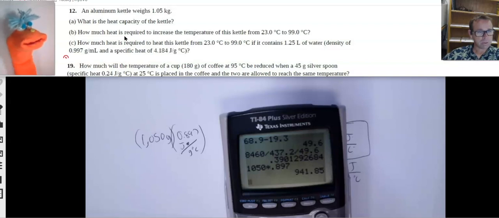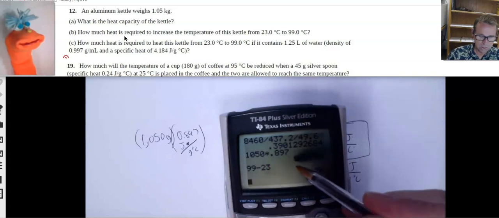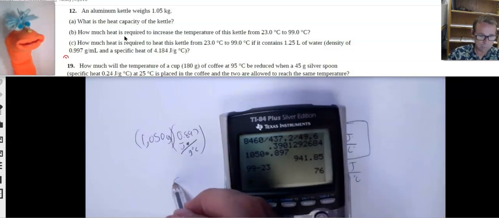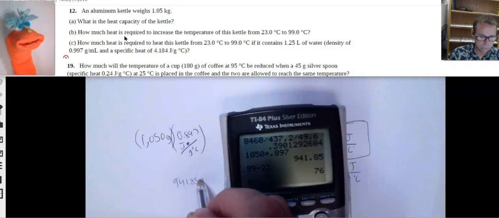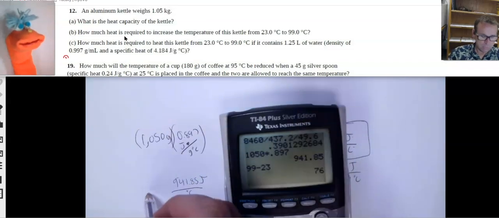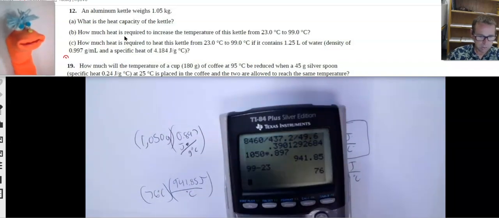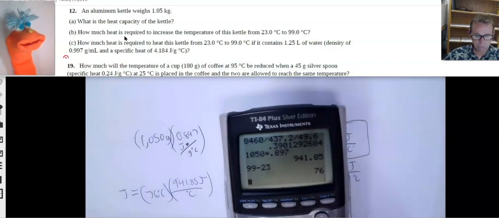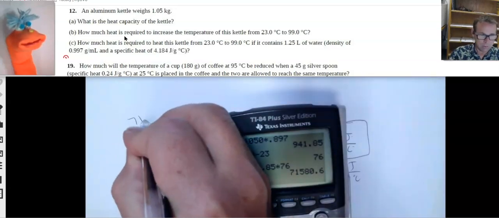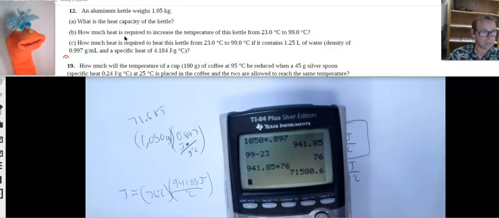How much heat is required to increase the temperature of this kettle from 23 to 99? 99 minus 23, that's 76 degrees. So this is again 941.85 joules for every degree Celsius. And if I'm going to raise it 76 degrees Celsius, then I just multiply those together, and that will leave me with how many joules of energy is required. So 71,000, or 71.6 kilojoules of energy.